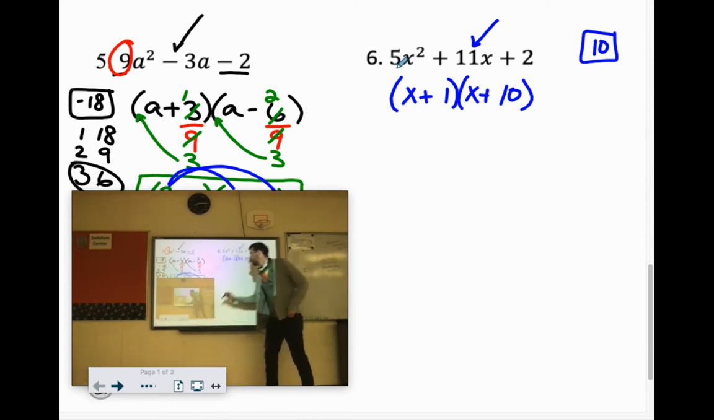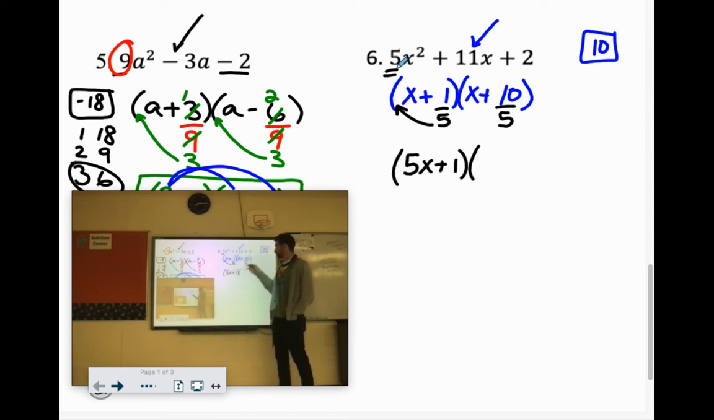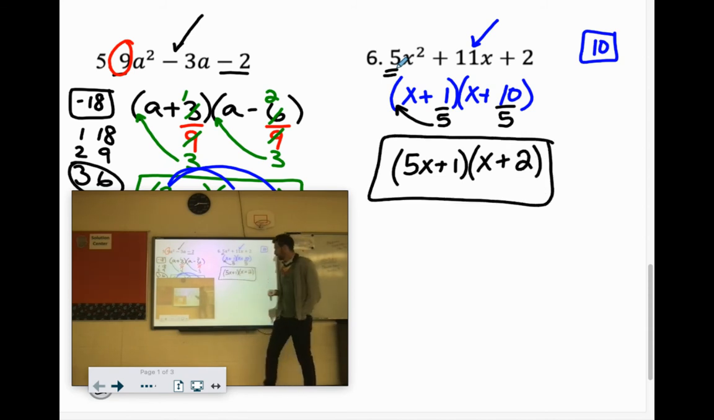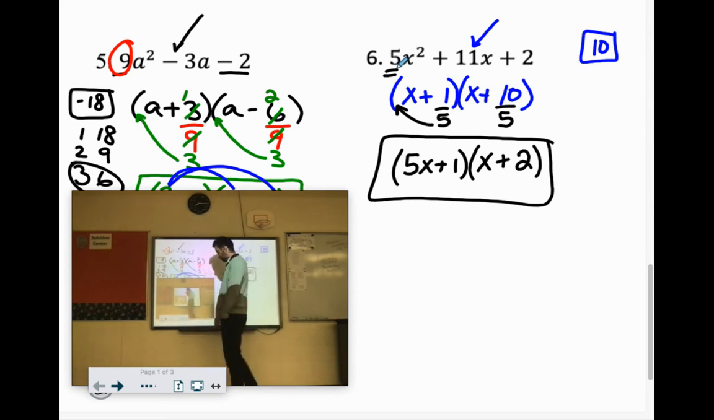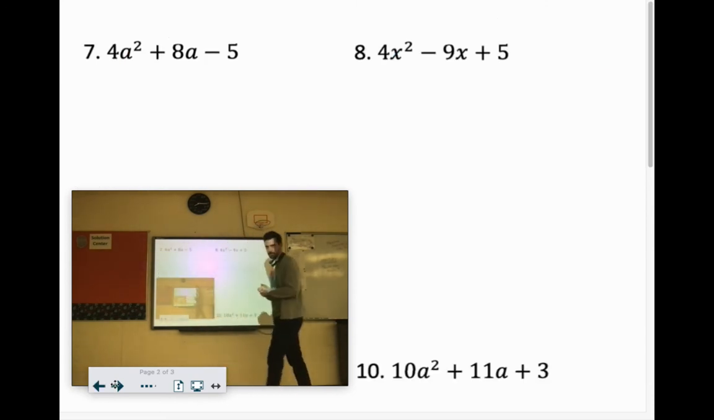And then we have to try to divide them by the number in front, 5. 1 over 5, you can't simplify that, so the 5 just comes to the front. 5x plus 1. Here, 10 divided by 5 is just 2. x plus 2. Woo! Done, son! I have 5 more, I think.